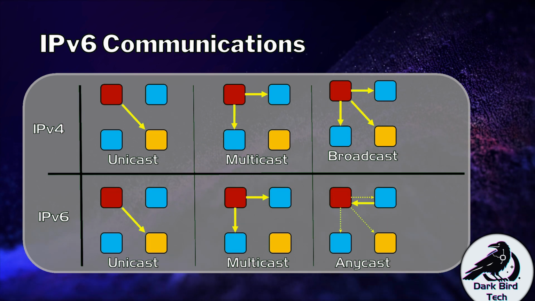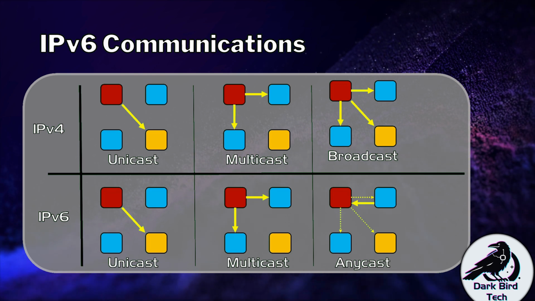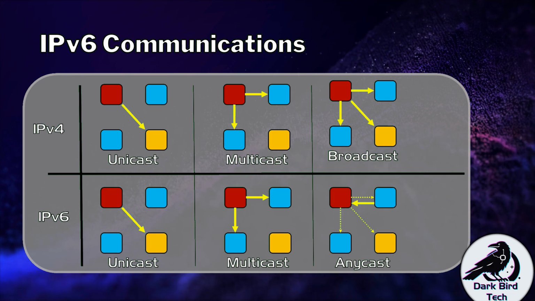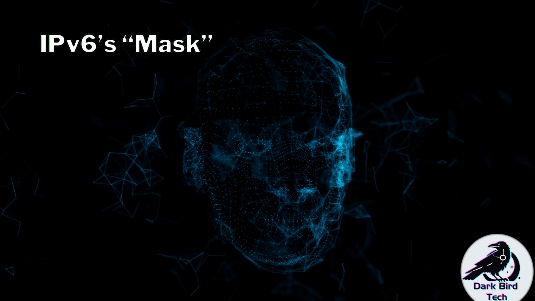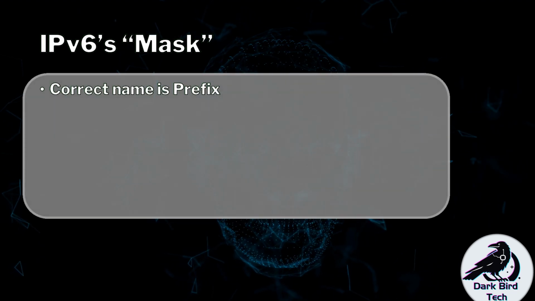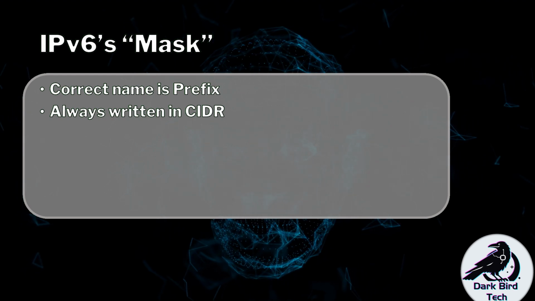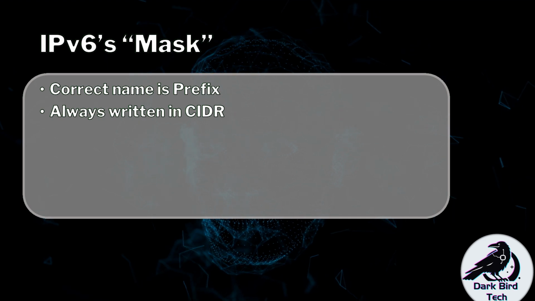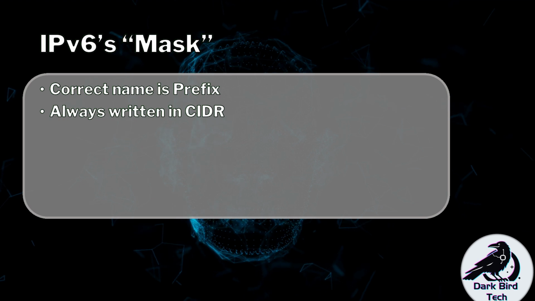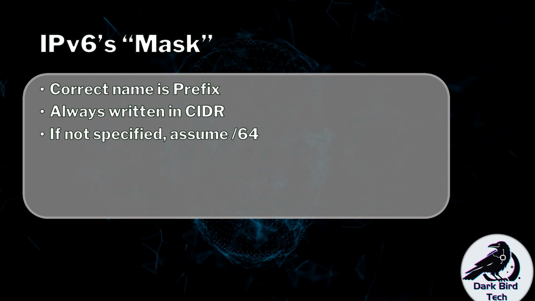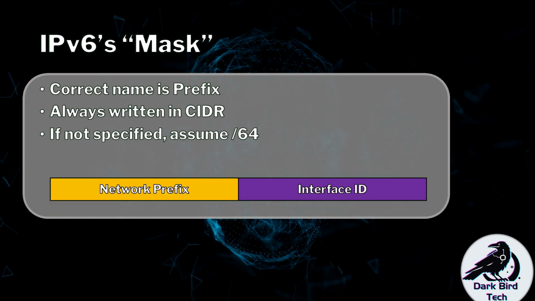Then we need to talk about how we turn IPv6 addresses into networks in a similar fashion to IPv4 when it comes to network addresses and host addresses. And this is done with an IPv6 mask, so to speak. The correct name is actually a prefix, and we always write it in CIDR. I mean, seriously, you do not want to be writing 32 Fs and zeros. It'll drive you crazy. Now, if the IPv6 prefix, or mask if you want to think of it as a mask, is not specified, we always assume a /64 mask, where basically the address is split in two.